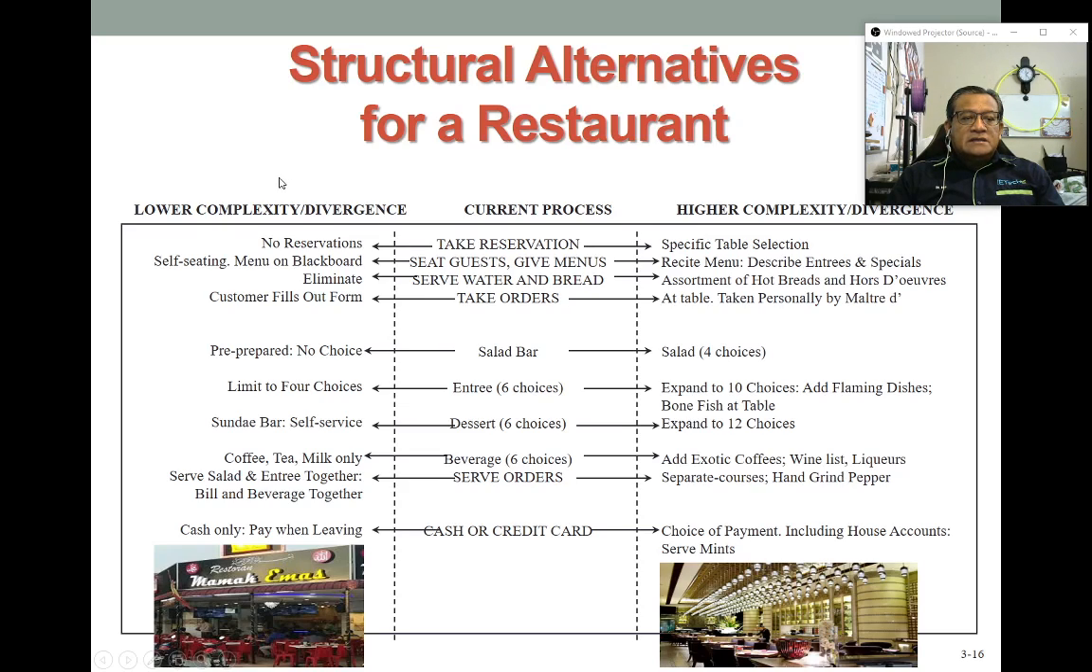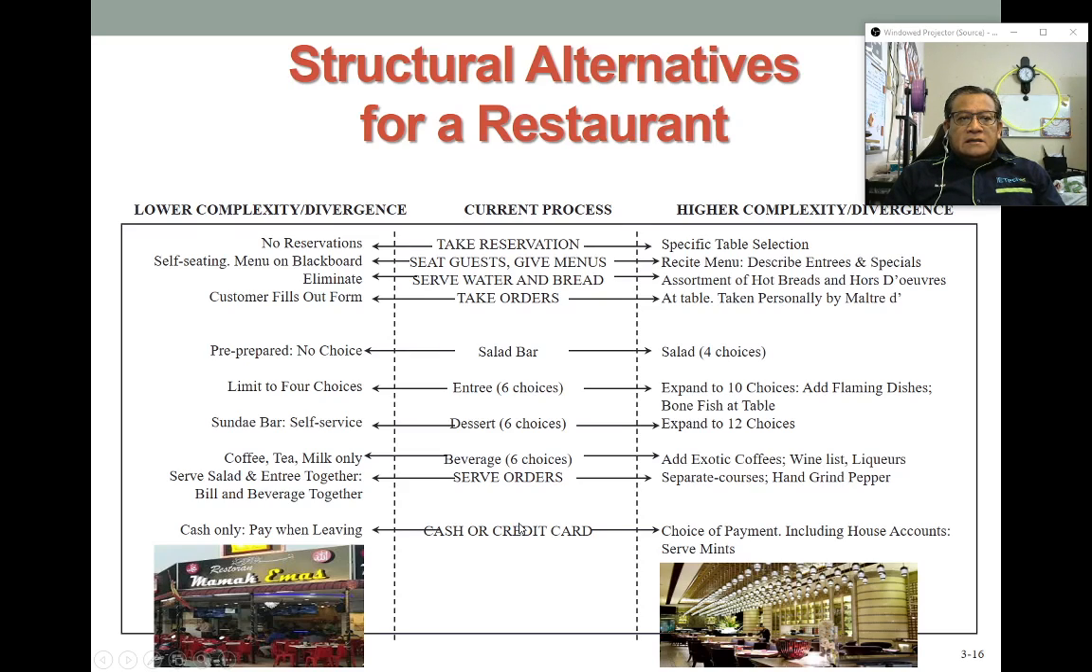Customers don't have to fill out forms. You just say what you want to the order takers, and they will capture it and later prepare it for you. This is a lower complexity segment of the service as far as restaurants are concerned. In terms of payment, it is cash only or pay when you leave. These are very low complexity in terms of taking reservations, seat arrangement, taking orders, or method of payment.